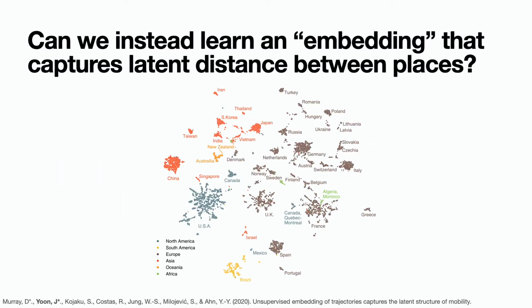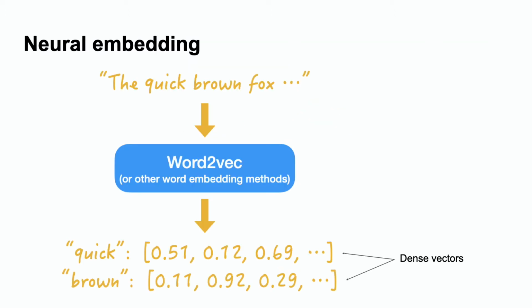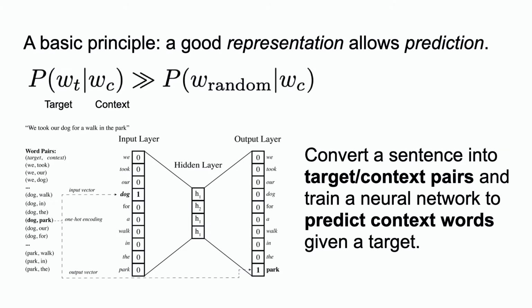And here is our suggestion. How about a neural embedding that captures the latent distance between places directly extracted from the data? For this, we employ the word2vec method, which is designed for learning the representation of each word. The principle of word2vec is rather simple. A good representation allows predictions. Word2vec takes text input as sentences, and trains a neural network to predict the target words given the context words, and uses the result of the hidden layer as a representation of each word.